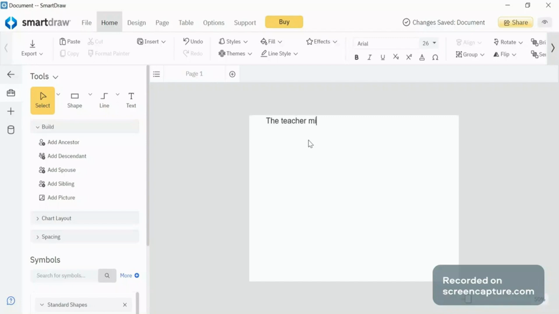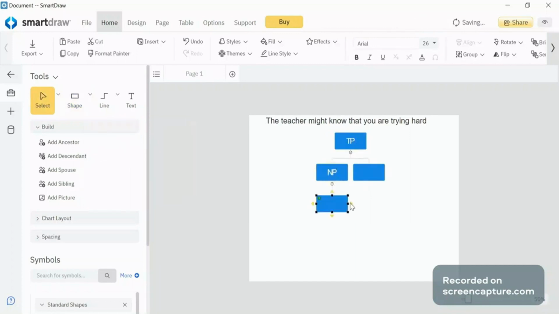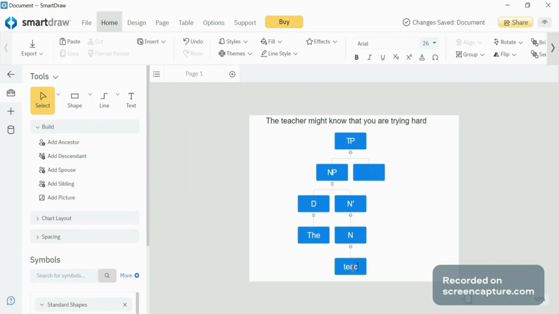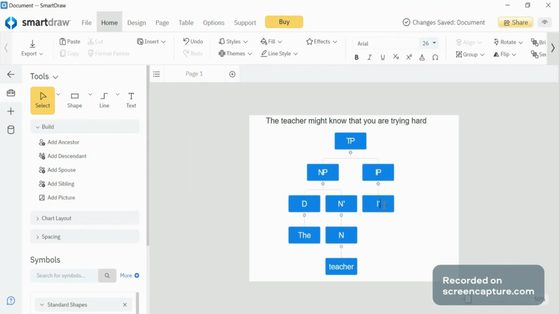The third sentence is: the teacher might think that you are trying hard. First, we start with the entire sentence structure, which we call tense phrase. Tense phrase splits into noun phrase and inflectional phrase. Let's tackle the noun phrase branch first. The noun phrase splits into two segments, determiner and N bar. The D becomes the, and N bar divides into N, which becomes teacher.